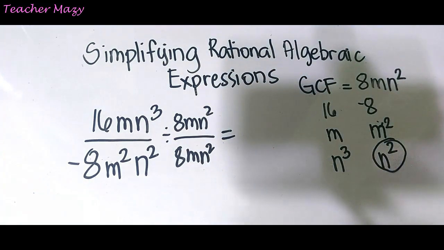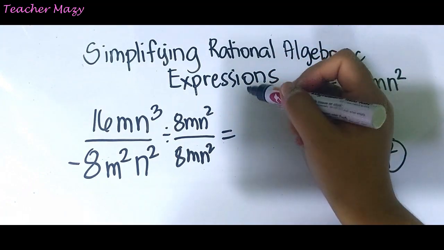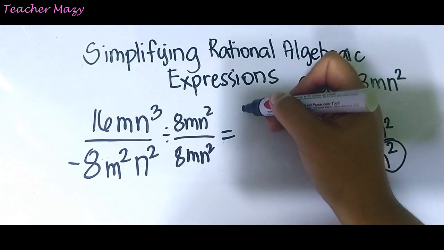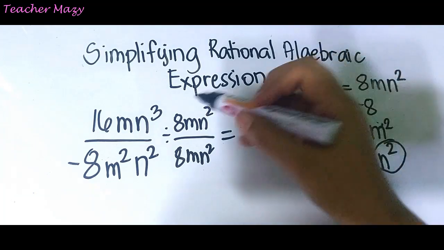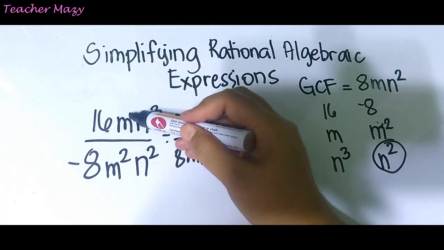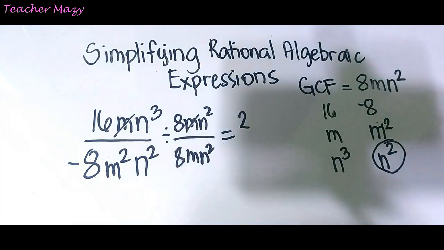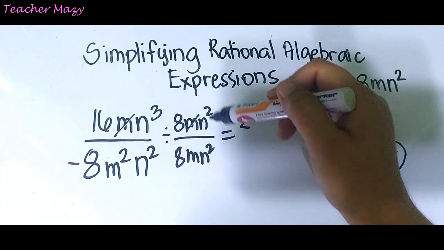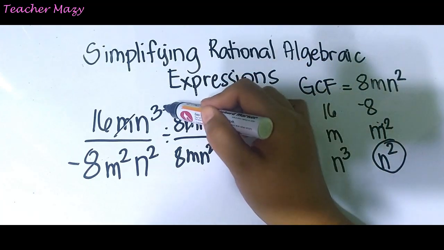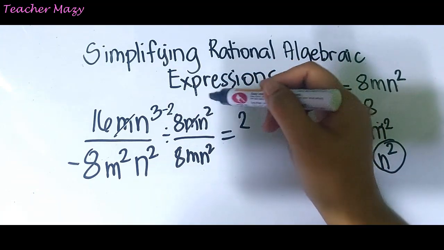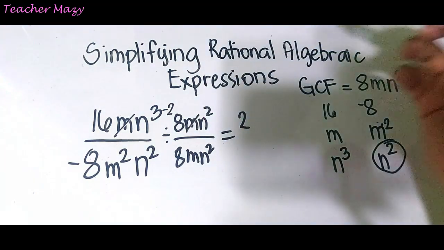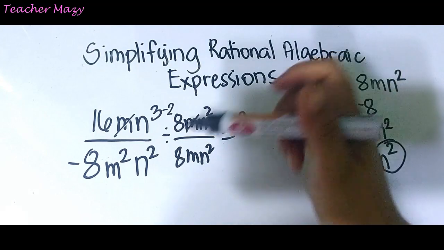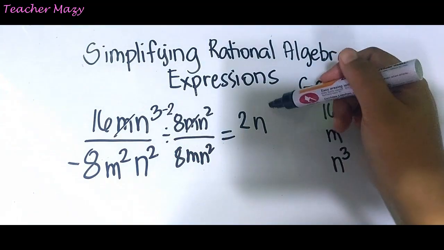Okay, so 16 divided by 8 is equal to 2. And then m divided by m, since this is equal to 1, we just cancel it. And then n cubed divided by n squared, so we subtract. To divide the variables, we subtract the exponents. So that means n to the power 3 minus 2, that is equal to 1.